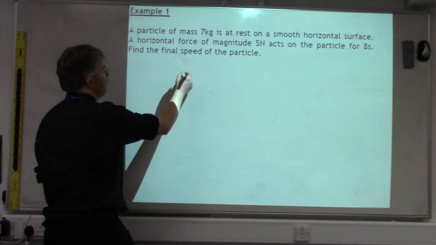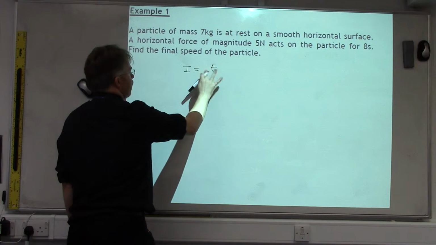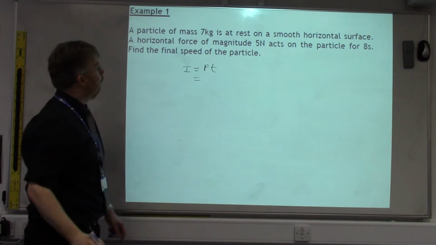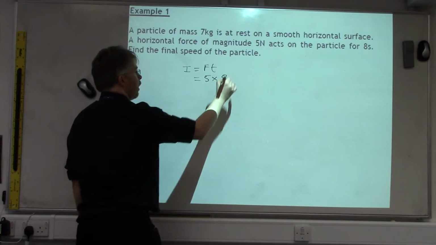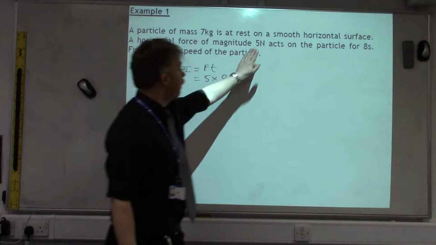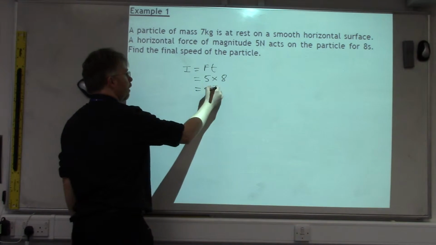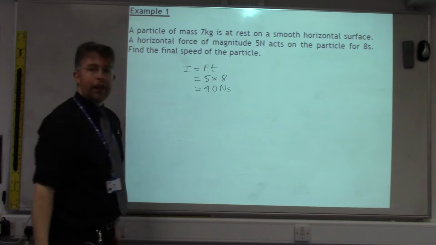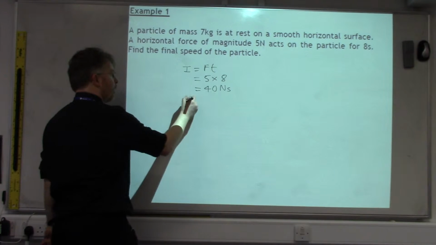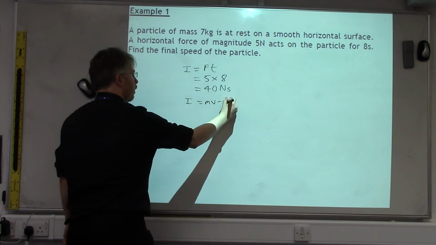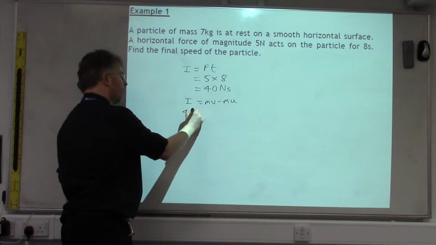So impulse equals force times time. The force is 5 newtons, the time is 8 seconds, so multiplying them together, the impulse is 40 newton seconds. Then we move to the other definition of impulse, being change in momentum. We know what the impulse is, it's equal to 40.